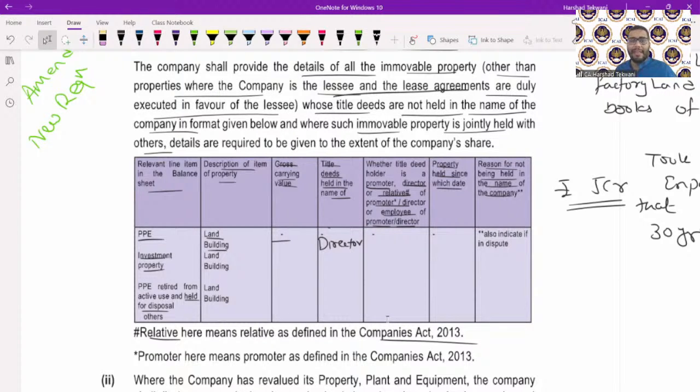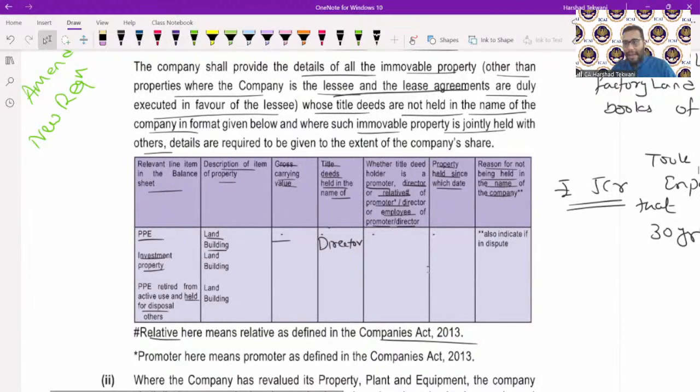So for example, when the land was purchased, the company was not in existence, that's why it was purchased in the name of the promoter. Any such reason can be there. So you need to understand what the reason is, and the company needs to disclose all these things as a part of this amendment in the financial statement.